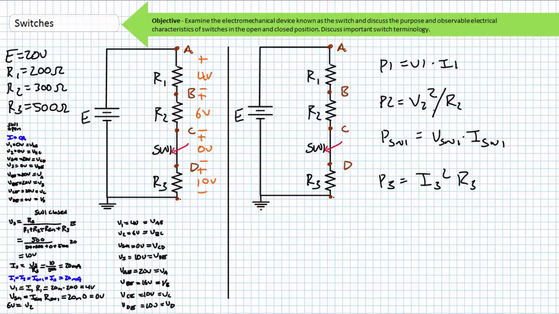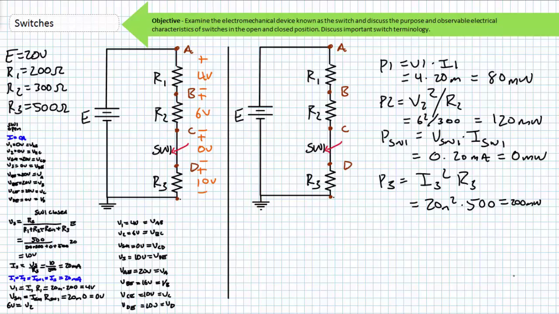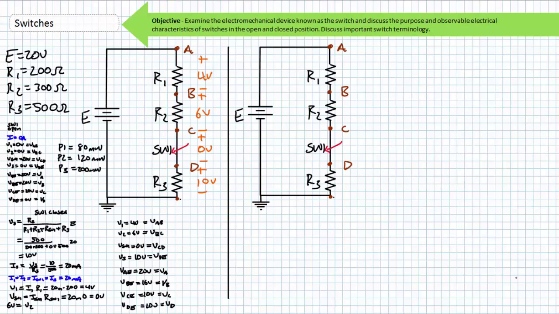Substituting in the necessary values, we find P1 equals 80 milliwatts, P2 equals 120 milliwatts, and P3 equals 200 milliwatts. Notice the power dissipated by the switch is 0 milliwatts because we are assuming no voltage drop across it. Let's put these figures in our pocket and move on with our discussion of shorted components.